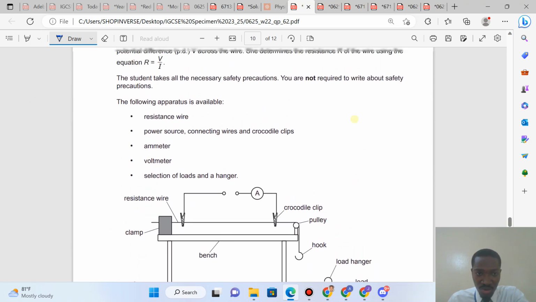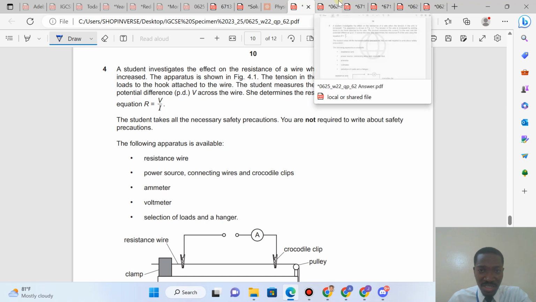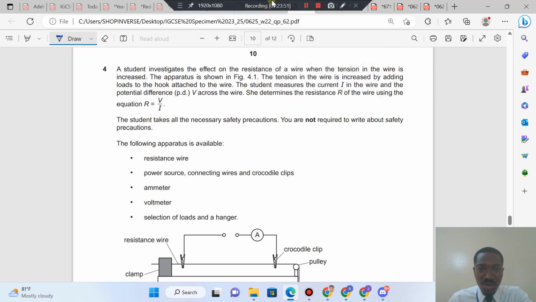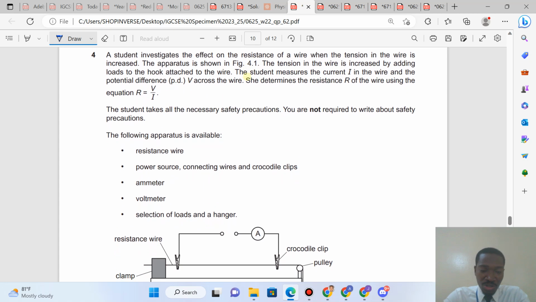Okay, yeah, so this is the question paper. A student investigates the effects of the resistance of a wire when the tension in the wire is increased. So, how does the tension in the wire affect the resistance of the wire? The apparatus is shown in figure 4.1. So, I'm just teaching you how to answer this question. I'm not doing it for you, but I'll show you my answer.